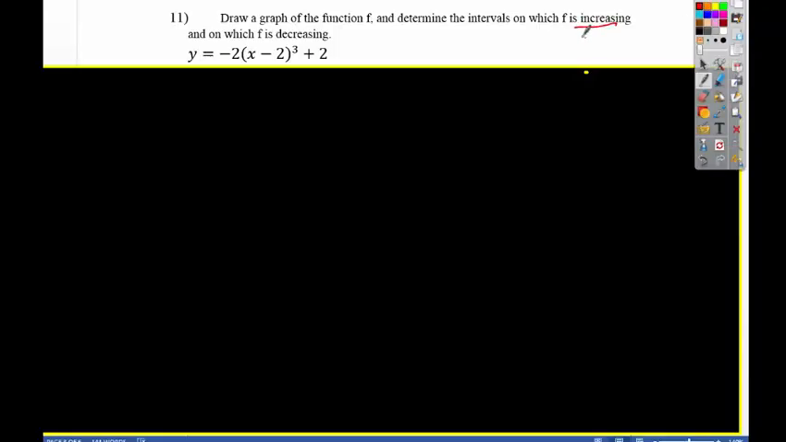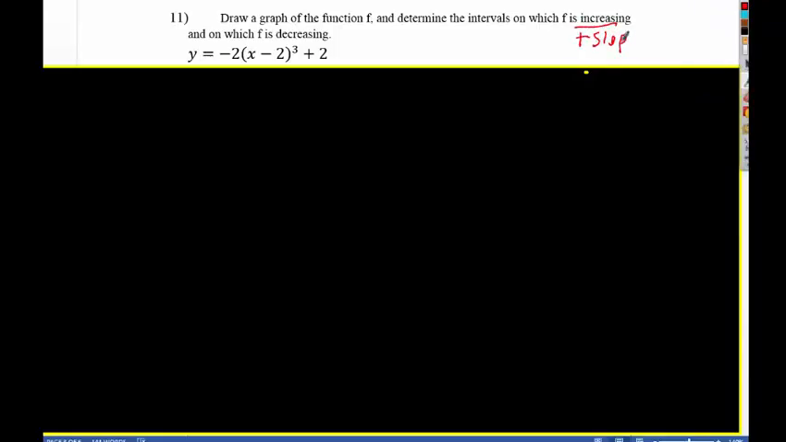All right, so here for number 11, we're trying to graph this out, right? The very first thing I need to do is, it says on what intervals is it increasing and what intervals is it decreasing. So I'm looking for, where is it increasing? We know that would be a positive slope, right? So any areas that have positive slope are increasing, and any areas that have a negative slope are decreasing.